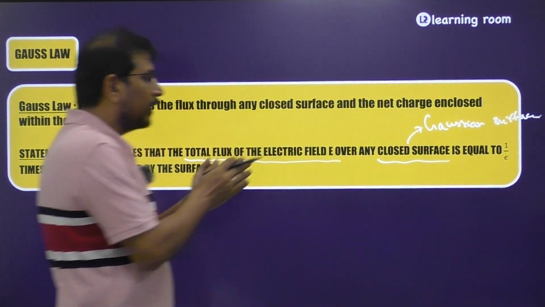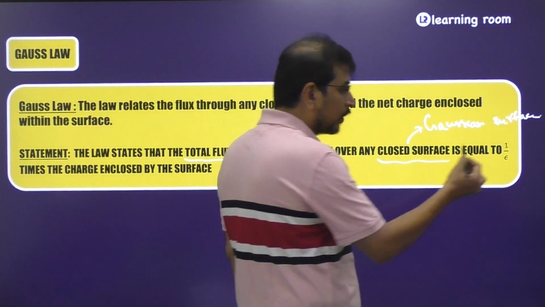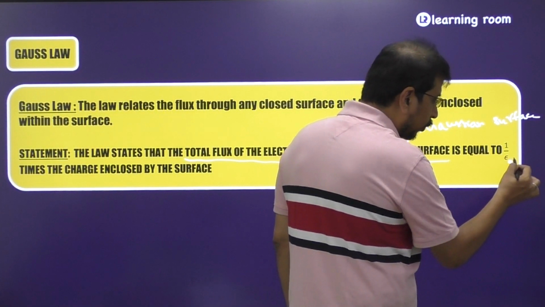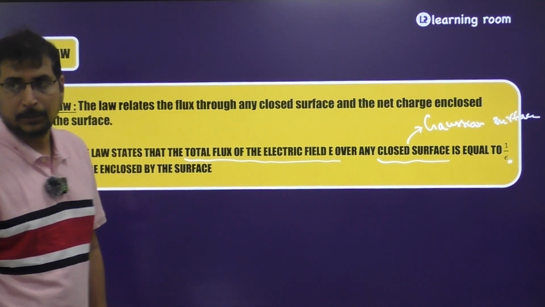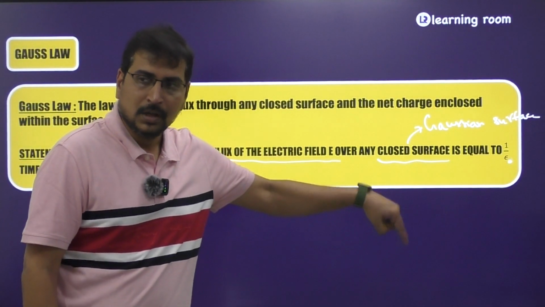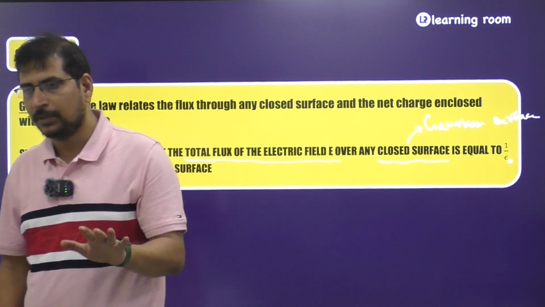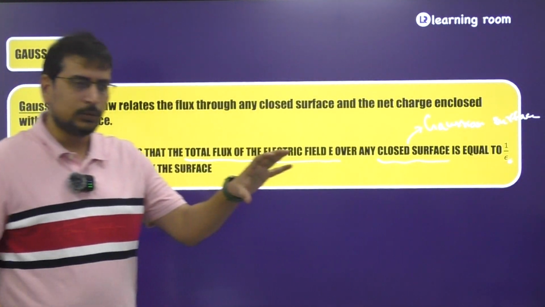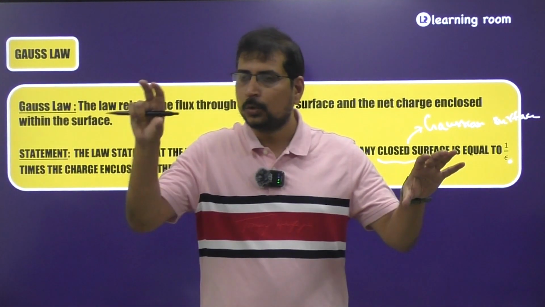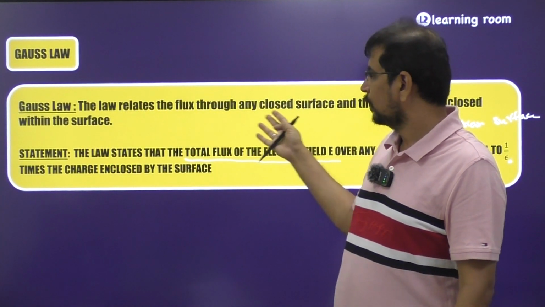So the total electric flux over any closed surface is taken to be equal to 1 divided by epsilon naught. Epsilon naught is the permittivity of free space. 1 by epsilon naught times the total charge that is present within the closed surface. It's a simple statement. You know the total flux through a closed surface, and you know the total charge within the closed surface.